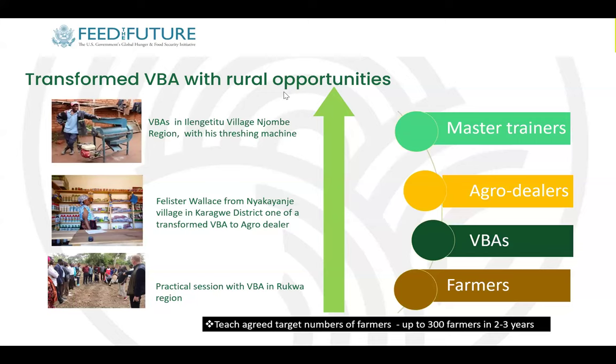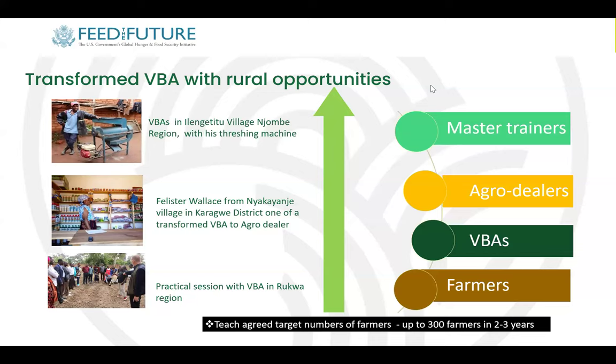Now you find some big farmers who are staying in the city. They give them the mandate to manage their plots, maybe 50 acres, from land preparation, planting, crop management, until harvest. So we have a few who now call themselves master trainers, and they get good money from that area.